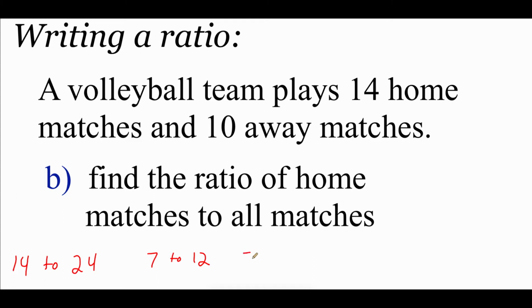Now we could also write that with a colon in between there, so we could say 7 to 12 this way, or we could also write that as a fraction, 7 on top, 12 on bottom. Regardless of which way we write it, it's the same exact ratio. So the ratio of home matches to total matches is 7 to 12.